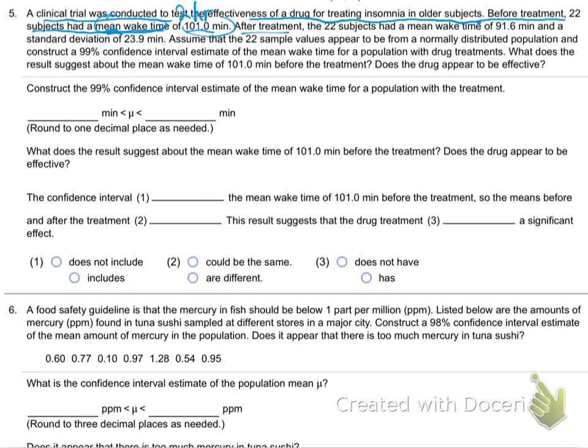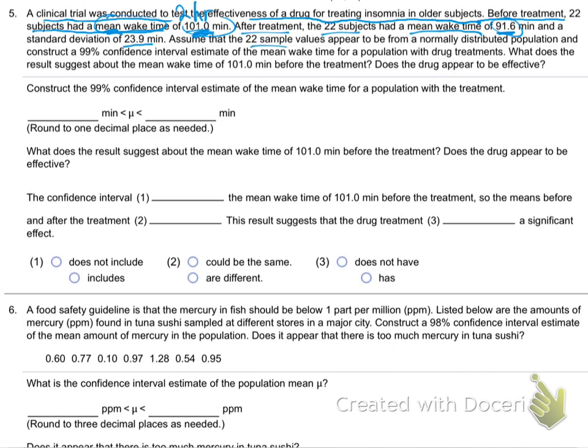After treatment, so they're given the drug now. After treatment, the 22 subjects had a mean wake time of 91.6. So it went down. It's not great. I guess it went down 10 minutes. The average before was 101. Now it's 91. It's about 10 minutes. So it gave them 10 less minutes of wake time. I'm not sure that's so great. Standard deviation of 23.9. Of course, there was variation, deviation.